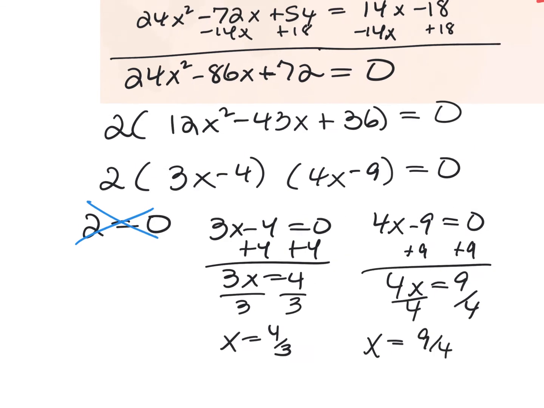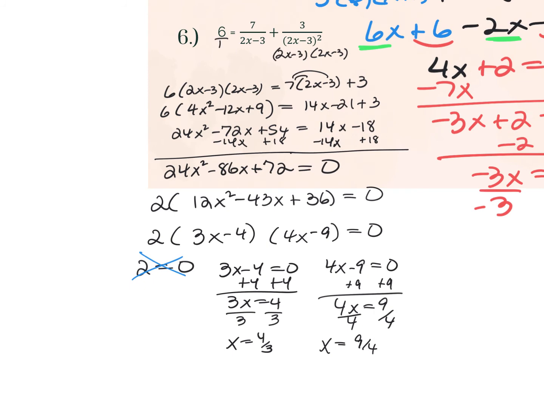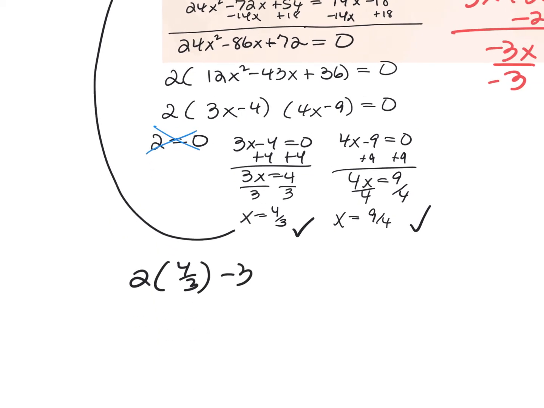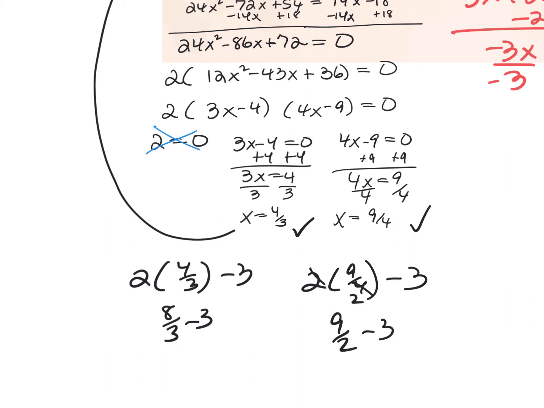Neither of these won't make the 2x minus 3 a 0. So these are good answers. They both check. You could plug it in. 2 times 4/3 minus 3. This will give you 8/3 minus 3. Obviously, you're going to see it does not give you a 0 there. And then 2 times 9/4. Simplify. 9/2 minus 3. This doesn't give you a 0 as well. So they're both good answers.